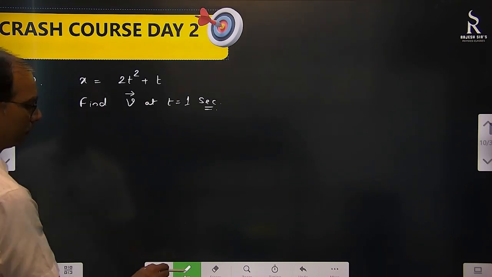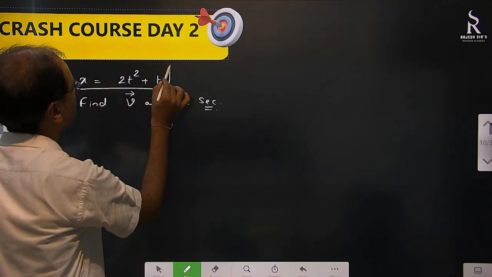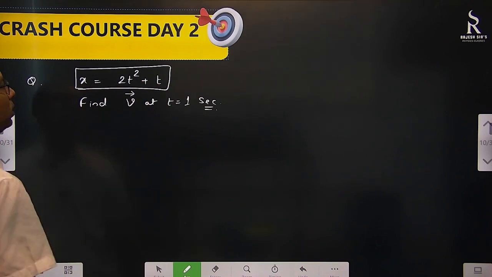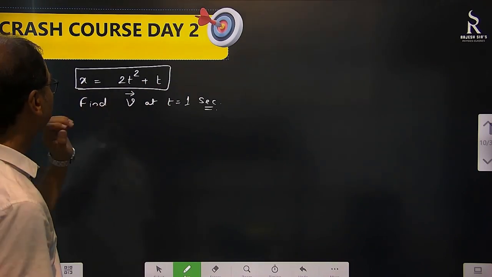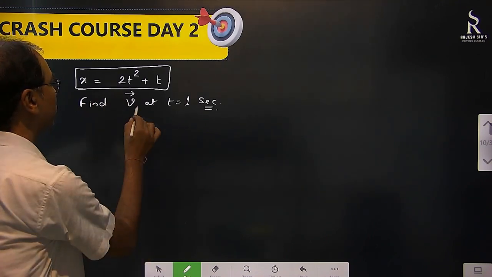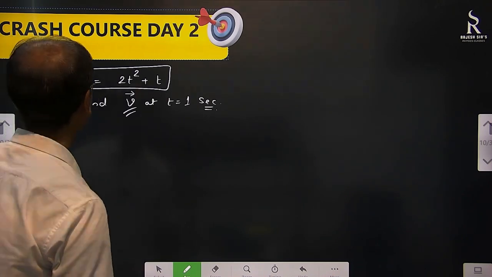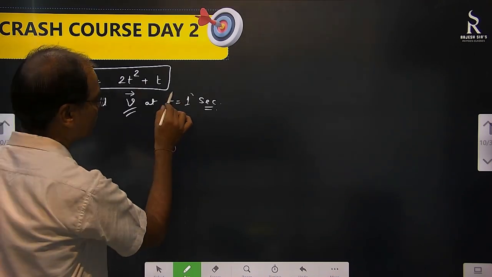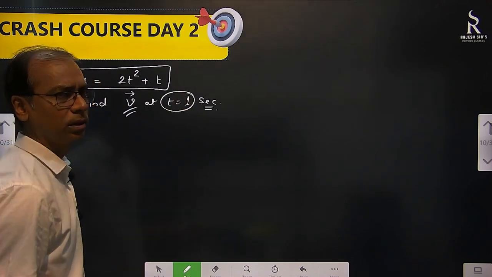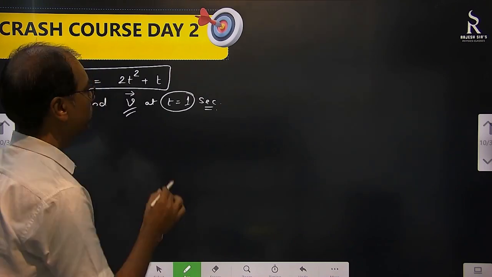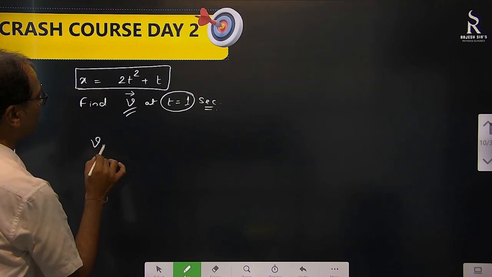It's given to us that the position of a particle at any time is x equal to 2t square plus t. Find v at t equal to 1 second. This is velocity. Find velocity at t equal to 1 second. Now what to do? T equal to 1 second means, is he asking instantaneous? Answer is yes. Otherwise he would have asked between this and that. So t equal to 1 second, instantaneous. X is given. What to do? He said instantaneous is dx by dt.